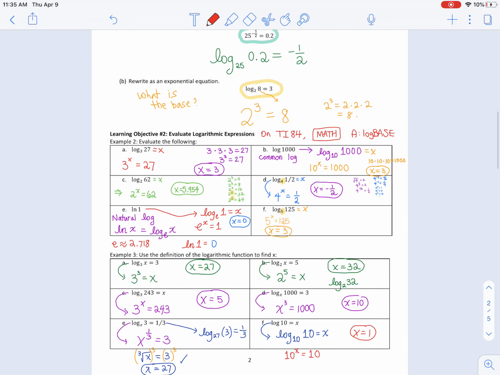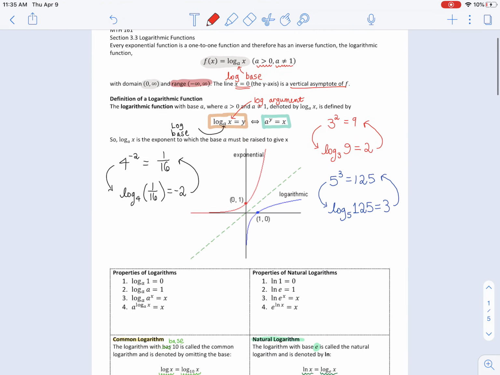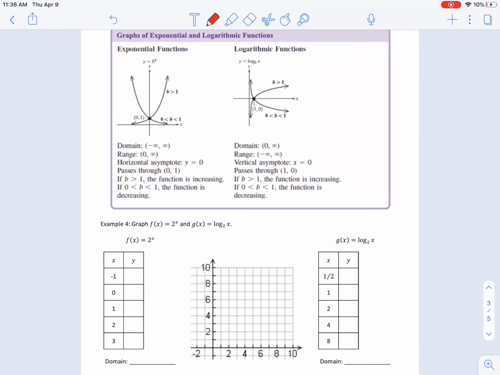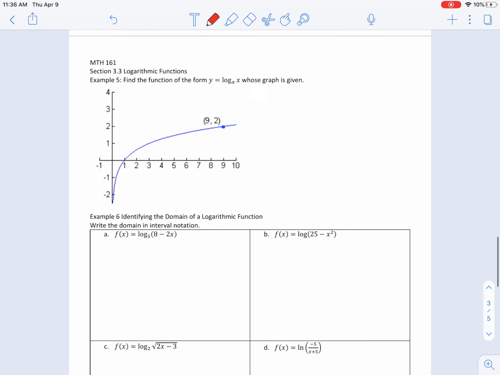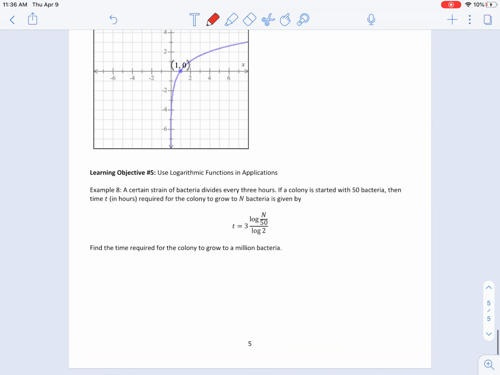Now what I kind of did with you is just the basics of logarithms and the definition. On the second video, I will come back and talk about graphing them, talk about domain and range, and how it is really the inverse of the exponential form. And then we'll talk about finding the domain algebraically, okay?